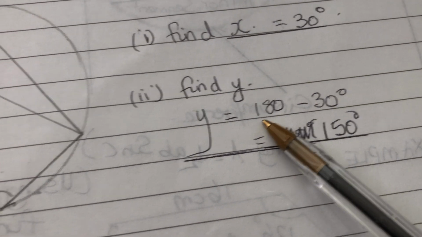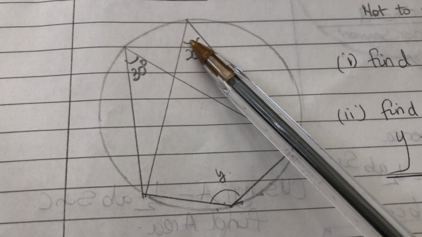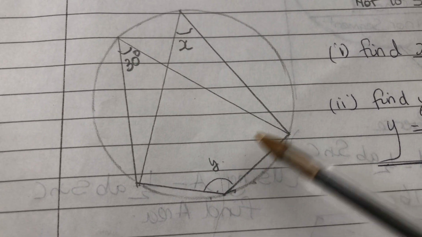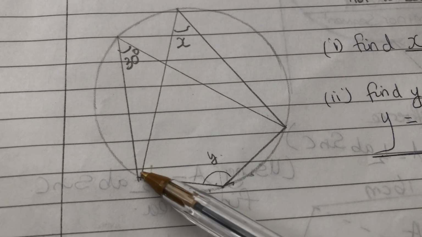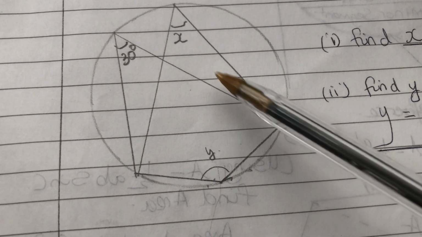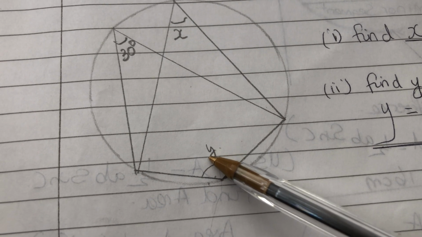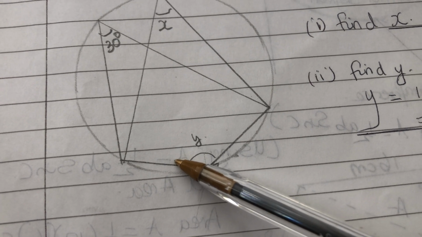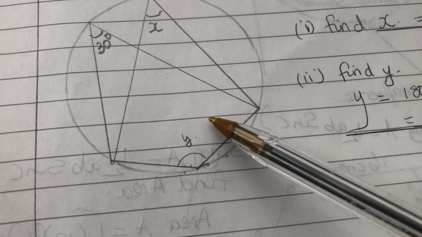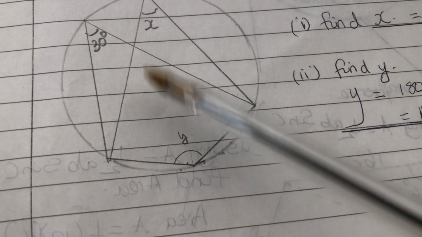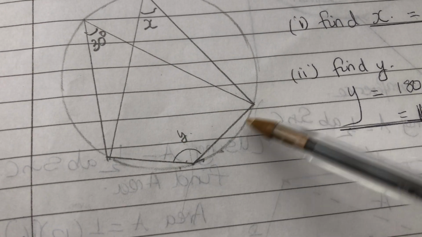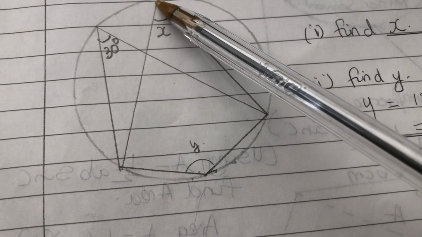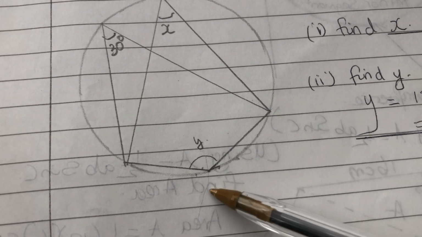Now what is y? We know that this angle and this angle, or 30 and that angle, if I'm considering this cyclic quadrilateral, should be a cyclic quadrilateral. We've spoken about that: a quadrilateral that fits into a circle. So 1, 2, 3, 4, four sides. That's the cyclic quadrilateral, and that's also 1, 2, 3, 4.